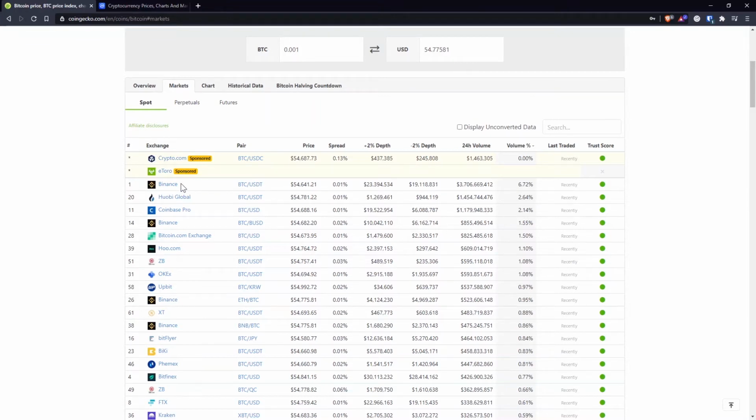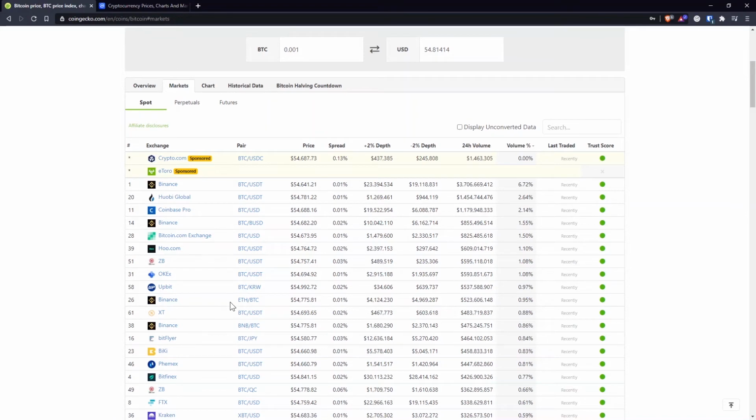In this case, it's Binance for the pair of BTC-USDT. That means if you want to buy Bitcoin with the Tether stablecoin, on Binance you'll find the best price, the best volume. But maybe you don't want to buy Bitcoin with a stablecoin, with USDT. Then you can see that you can buy Bitcoin straight with USD on Coinbase Pro, and it has a fair share of volume. You can do the same on Bitcoin.com exchange. In case you want to buy with Japanese yen, you can go on Bitflyer.